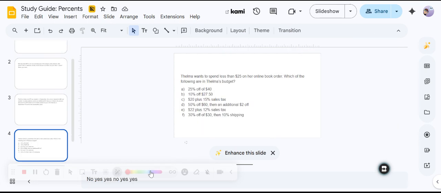All right, Thelma wants to spend less than $25 on her online book order. Which of the following are in Thelma's budget? So we've got all of our options here. We're just going to work our way through and see which ones get us less than $25.